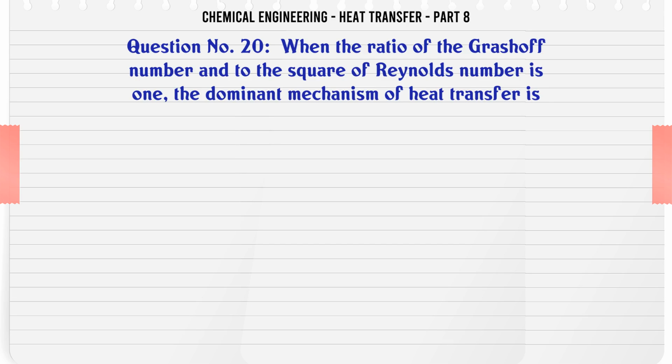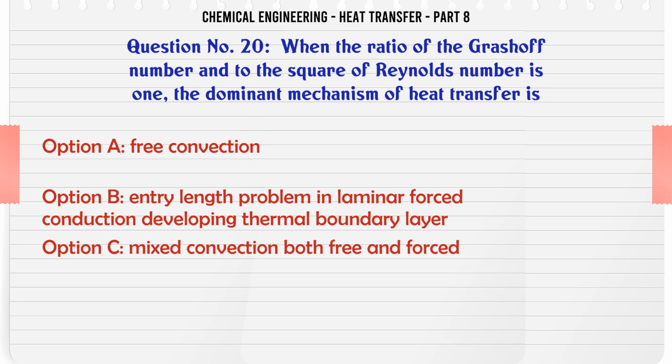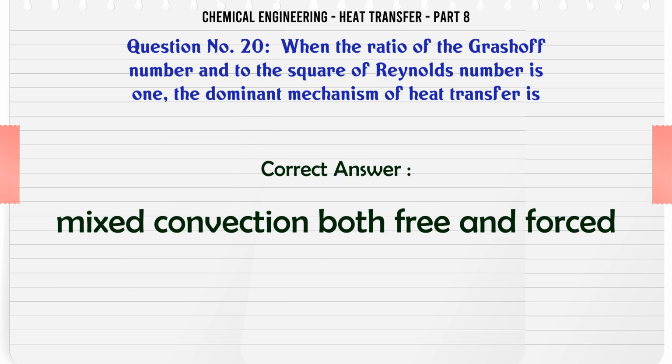When the ratio of the Grashof number to the square of Reynolds number is 1, the dominant mechanism of heat transfer is A. Free convection, B. Entry length problem in laminar forced convection developing thermal boundary layer, C. Mixed convection both free and forced, D. Forced convection. The correct answer is mixed convection both free and forced.